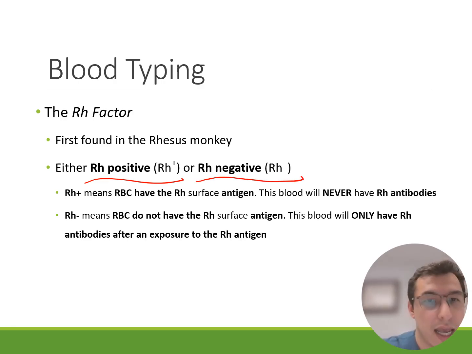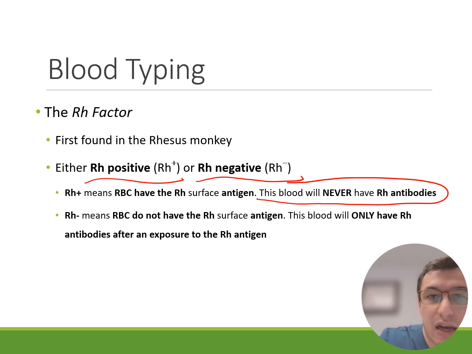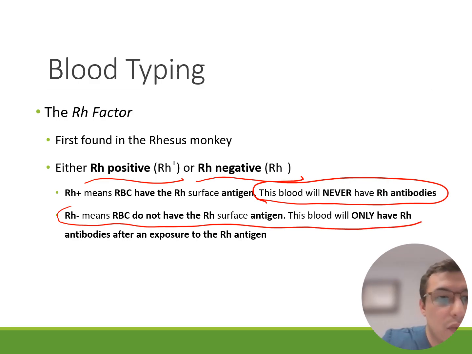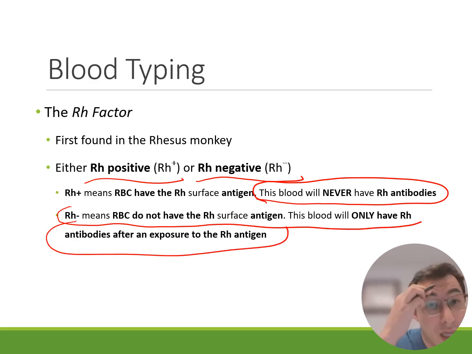All right. Now, this is different than the other antigens because we are not creating antibodies naturally against RH, if you are positive or if you are negative. All right. This will be a key concept. This blood will never have RH antibodies. And we'll continue here. So let's dive into this a little bit deeper.